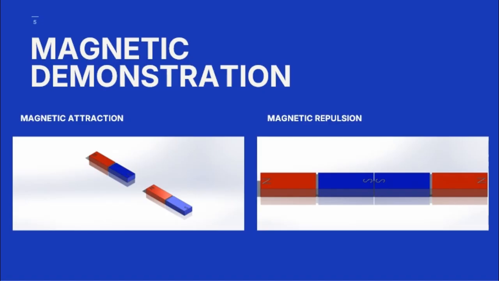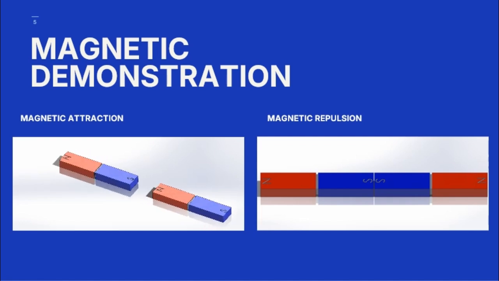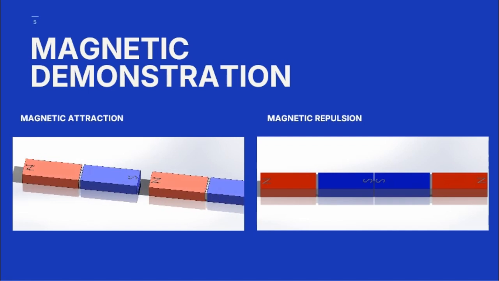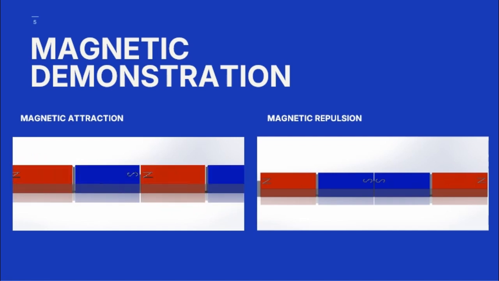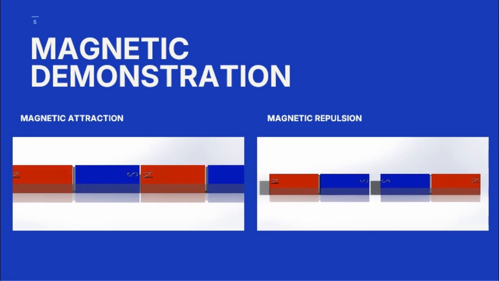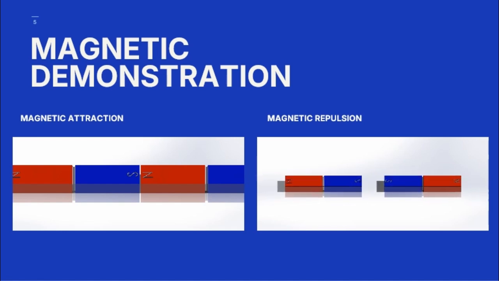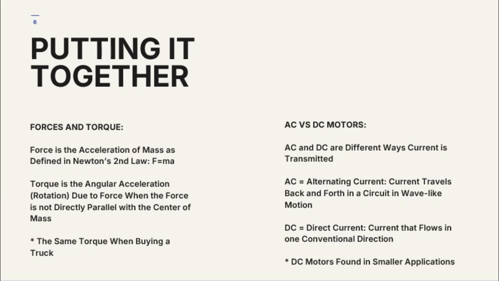These two videos demonstrate the attractive and repulsive forces of dipole magnets. In this case, the magnets attract to each other as the ends are opposite. In this case, the magnets repel as the poles are the same.